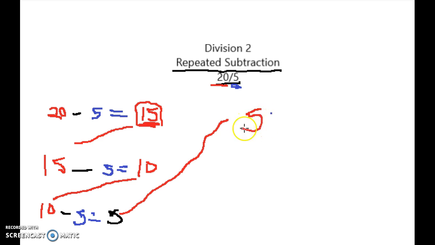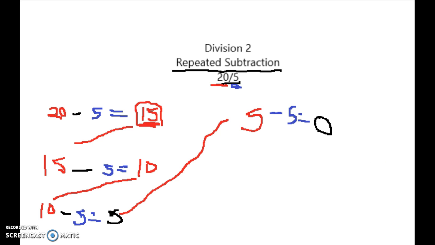We're going to go 5 minus 5, and that equals 0. Now, since it's 0, we're all done. But what's the answer? The answer is obviously not going to be 0.